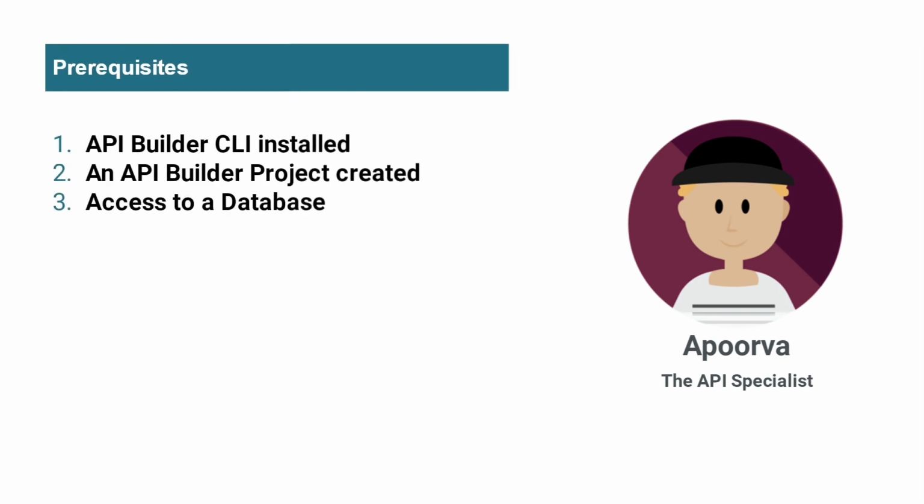Before we get started, please make sure you have API Builder installed on your machine and that you've created a project and can run it. Refer to the API Builder standalone Getting Started guide online at docs.axway.com for help with this. Also, we'll need to access a database. We'll use MongoDB for this exercise. You can create a free account on MongoDB Atlas at mongodb.com.